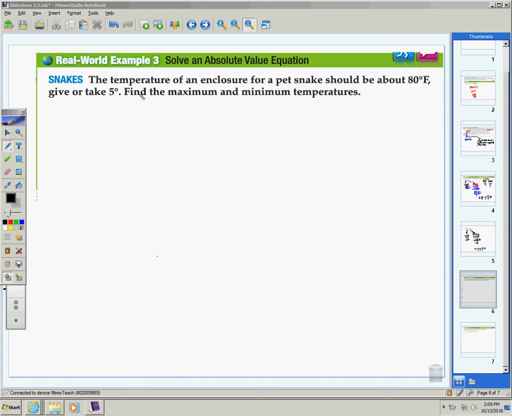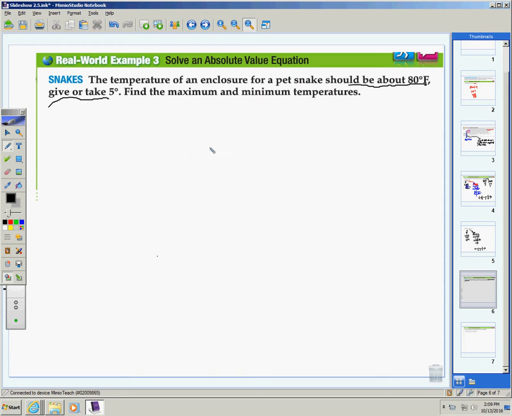Example 3, we've got the temperature of an enclosure for a pet snake should be about 80 degrees Fahrenheit. So we want it to be about 80 degrees Fahrenheit, give or take 5 degrees, which means it could be 5 degrees higher or 5 degrees lower. Now I want to find the maximum and the minimum temperatures.